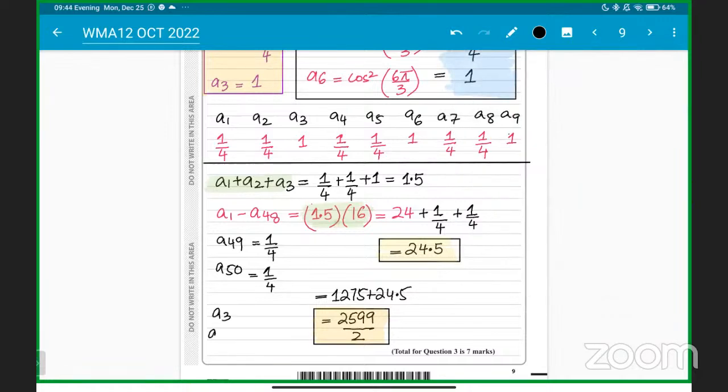What we know is A3, A6, A9 is always giving 1, 1, 1, right? Is everyone getting it? A3, A6, A9 will give 1, 1, 1. These are multiples of 3, right? So how many multiples of 3 will come from 1 till 50? Just do basic maths. The multiples are 3, 6, 9, 12, 15, 18, 21, 24, 27, 30, 33, 36, 39, 42, 45, 48.